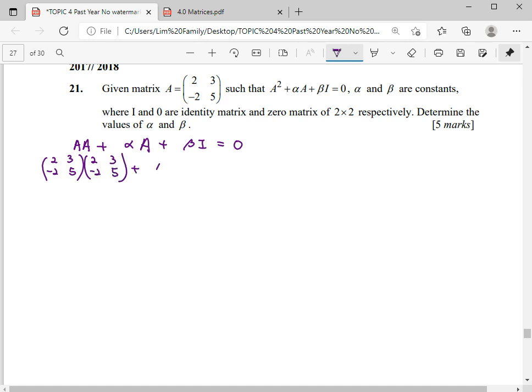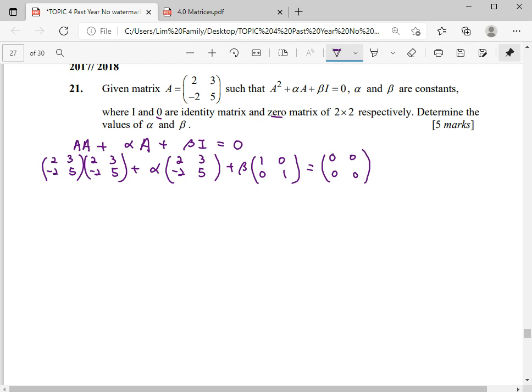So alpha is a constant, means alpha will be a number, but we don't know what's the number. We need to find it. Then beta also a constant. I is what? I is identity matrix. So we put in identity matrix, and 0. 0 is not 0 only. They say 0 is 0 matrix. 0 matrix means the entries all are 0.